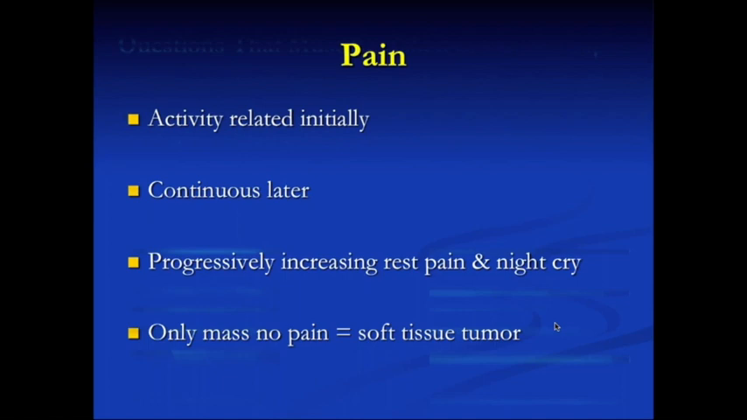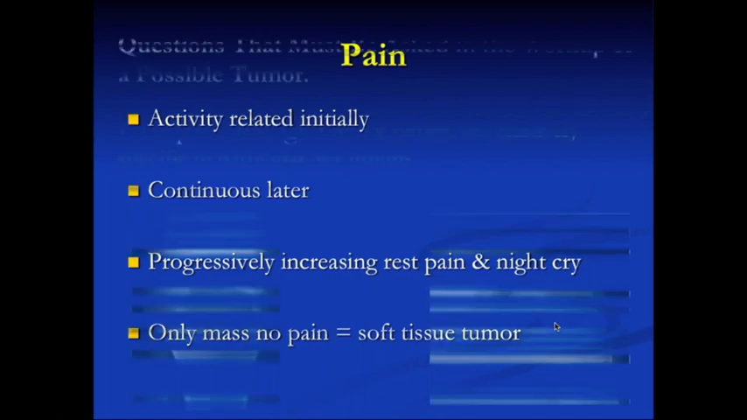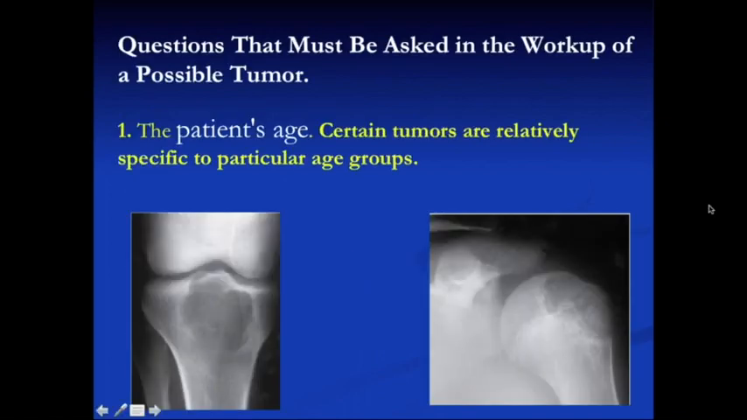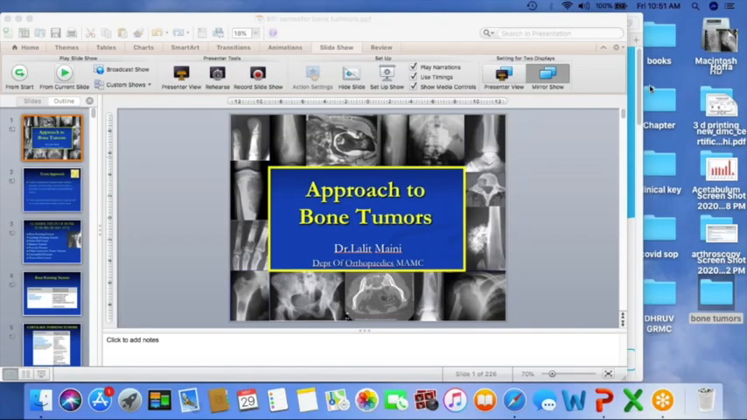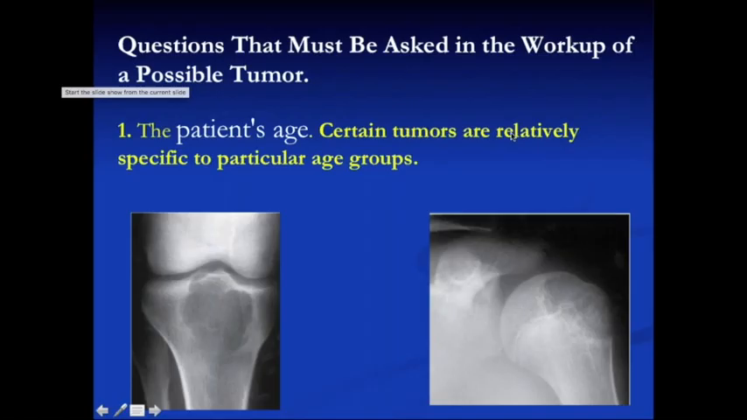Questions that must be asked: in the workup of a possible bone tumor, the most important question is the age. Certain tumors are relatively specific for a certain age group. Classical example would be a chondroblastoma, which occurs in the epiphysis of a skeletally immature person.